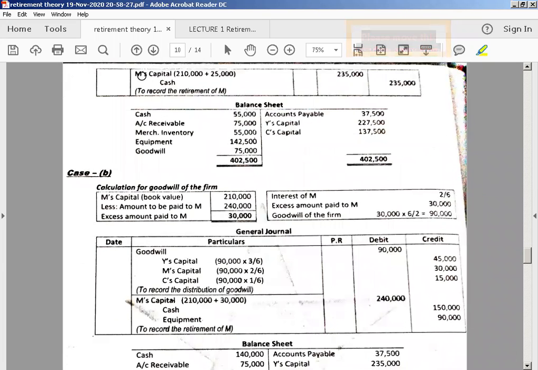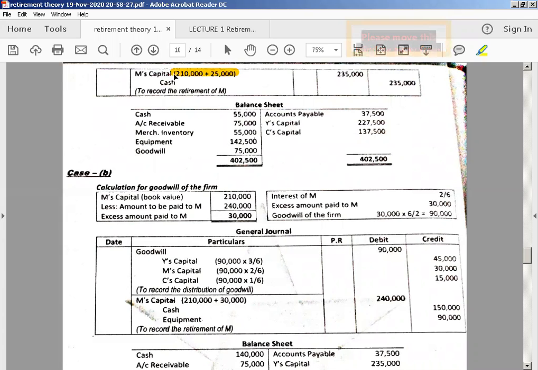Yes. Now the journal entry for the retiring partner Mr. M is 210 plus 25,000. The value is 235, and that is your cash. What is the journal entry for a retiring partner? Capital debit and cash credit, which I have discussed with you at the start of my lecture: the journal entry for the retiring partner is capital debit, cash credit, which is the reverse journal entry of partnership formation. Clear?